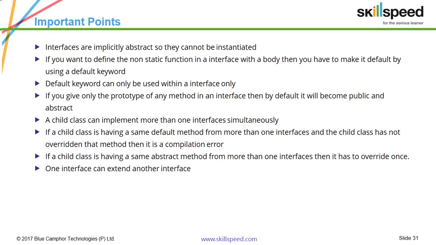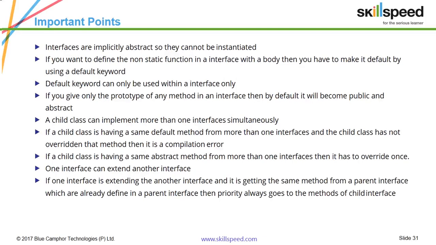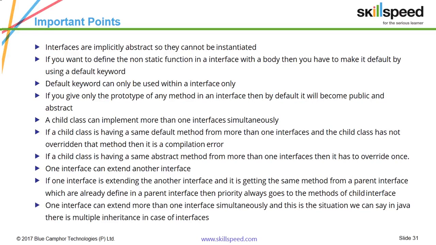One interface can extend another interface. If one interface is extending another interface and it defines the same method that is already defined in the parent interface, then priority always goes to the method of the child interface. One interface can extend more than one interface simultaneously, and this is the situation where we can say that in Java there is multiple inheritance in the case of interfaces.